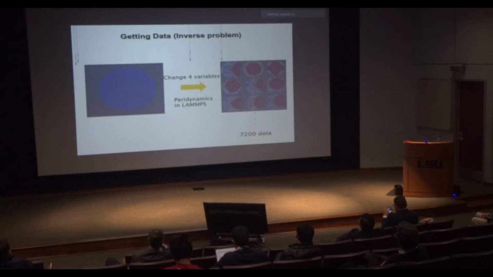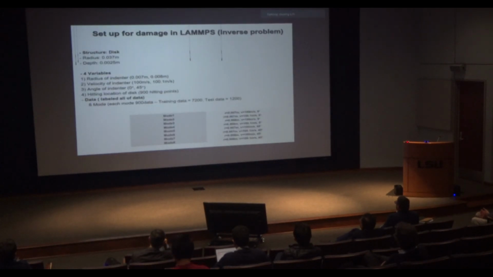Now we move to the inverse problem. The inverse problem setting is, given a fracture pattern, we use the neural network to go back and identify the shooting locations, the bullet size, the bullet velocity, etc. To do this, we generate a 7200 data set and use it to train a neural network. We try to invert the radius of the bullet, the velocity, the angle, and also the hitting locations. We identify 8 different parameter settings.